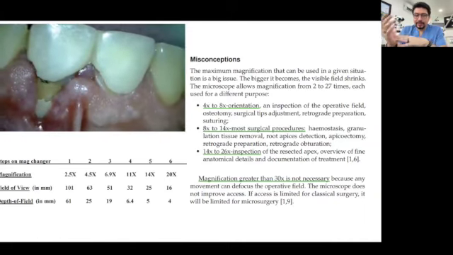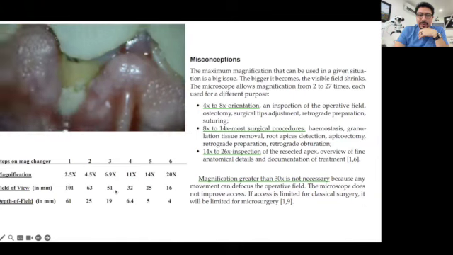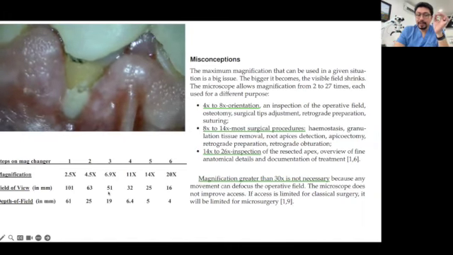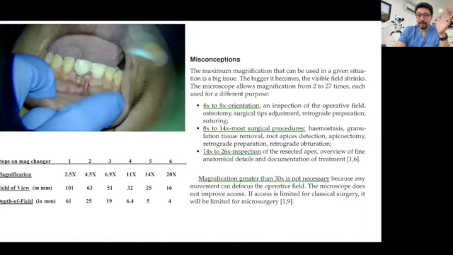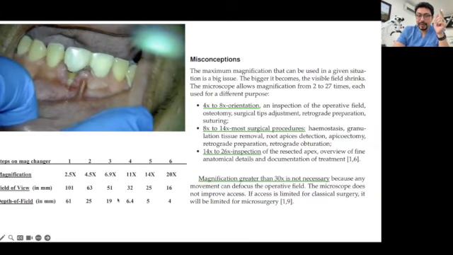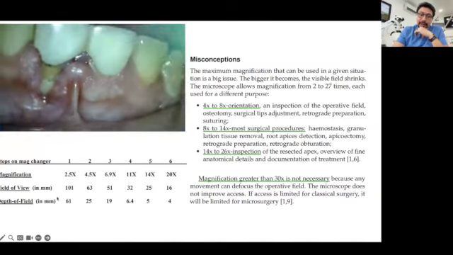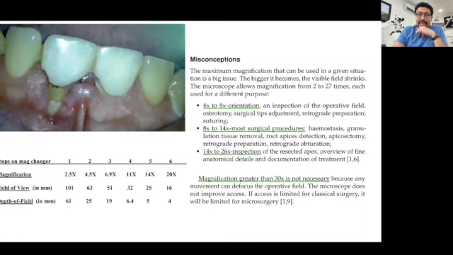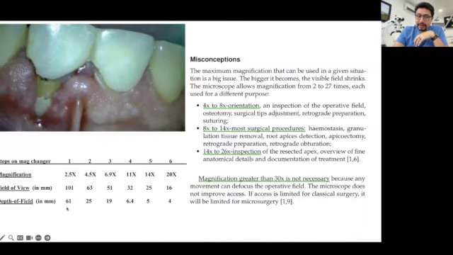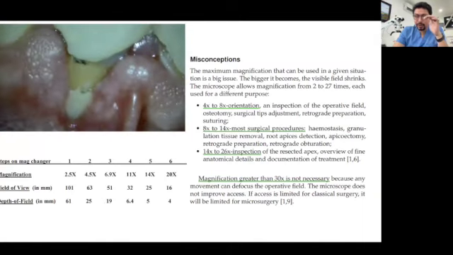But let's see what happens when you go to the third step of magnification. The field of view reduces 50%. You go from 100 millimeters to 50 millimeters on the field of view. It reduces a lot. But let's look at the depth of field. The depth of field reduces almost to 1/3 of the depth of field that we used to have in the first step of magnification. If we go to the second step of magnification, you go from 61 millimeters in depth of field to 25, which is a big reduction.